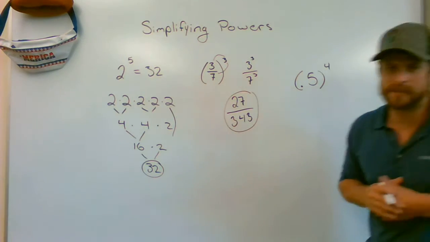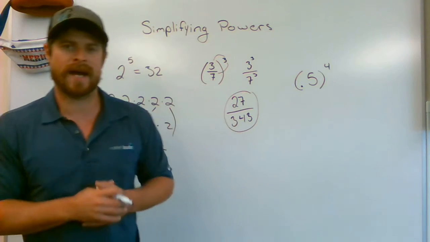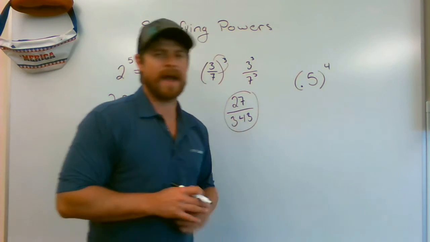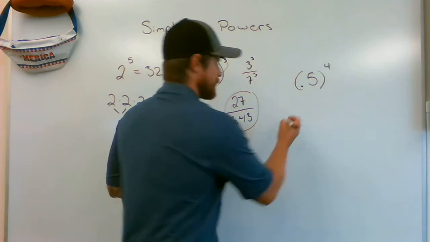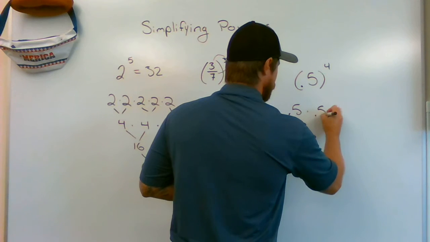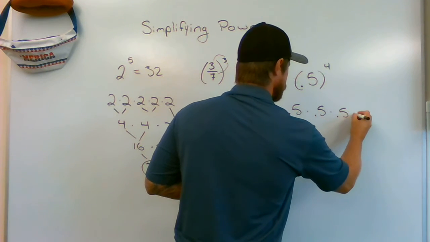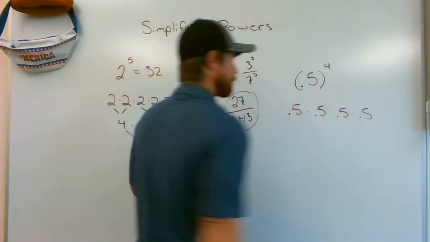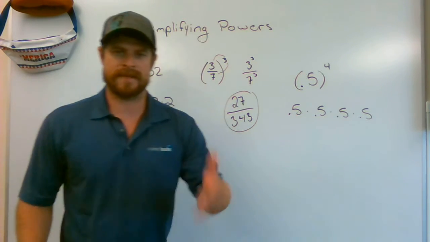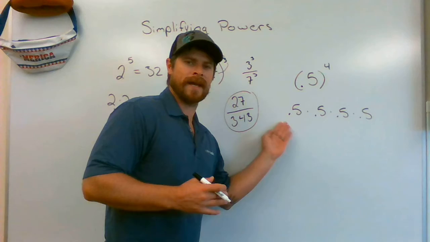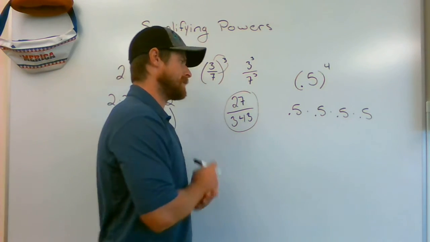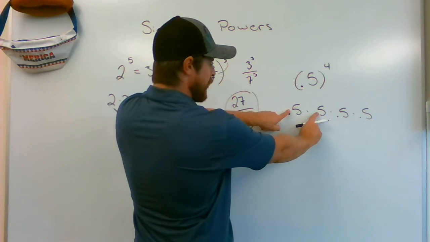And then we move on to a decimal. 1/2 or 0.5 or 5/10, however you want to say this decimal, to the 4th power. So what that means is 0.5 times 0.5 times 0.5 times 0.5. Each one of these is 1 decimal space over. It's in the tenths, 5/10. So that means when you multiply it out 4 times, you're going to have to move that decimal 4 spaces.